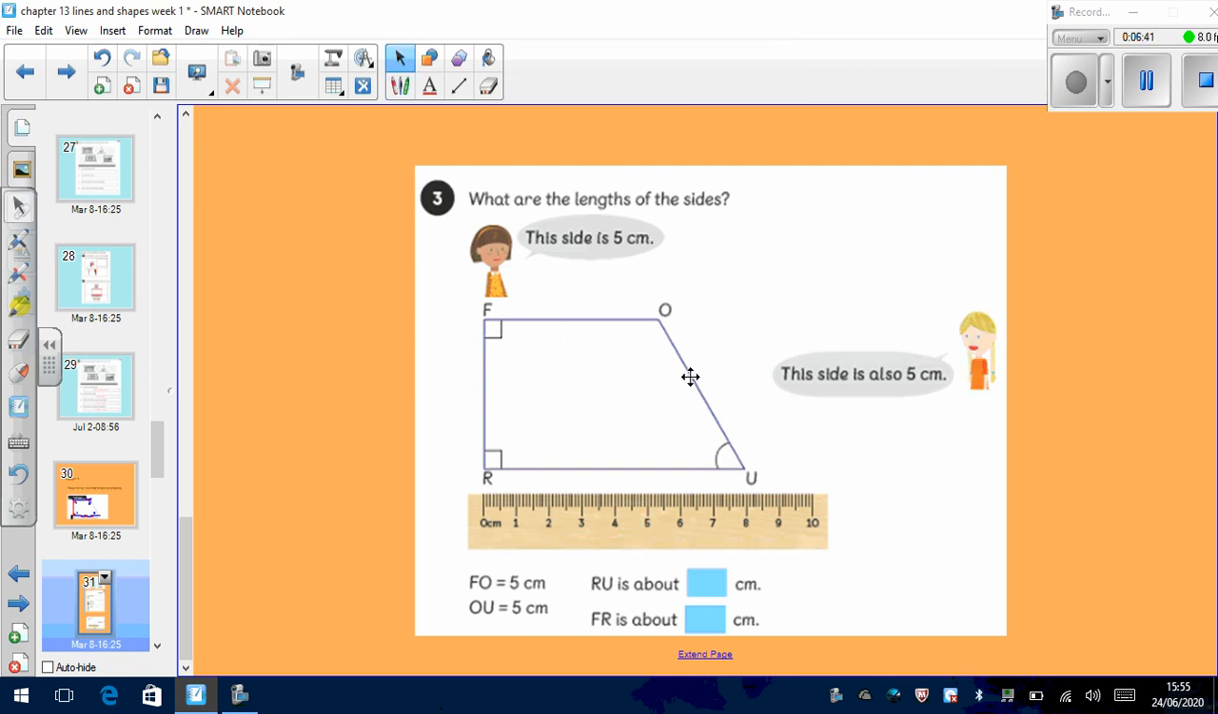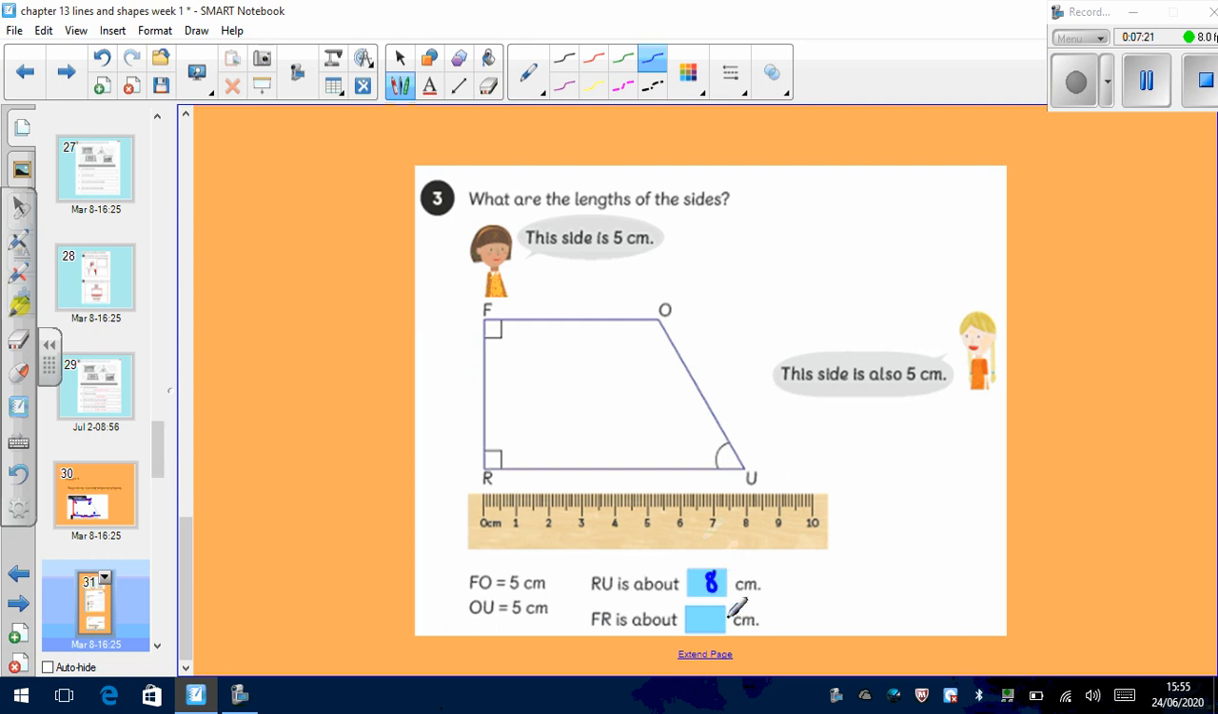Well, if we look on our ruler here, AB is about 5 centimeters, probably a little bit longer, but about 5 centimeters, which means that this side is also 5 centimeters. So we can measure RU with our ruler here, and it starts at 0, ends on just about 8 there, so that's going to be 8 centimeters. So we'd write RU is about 8 centimeters. Let's just write that in.